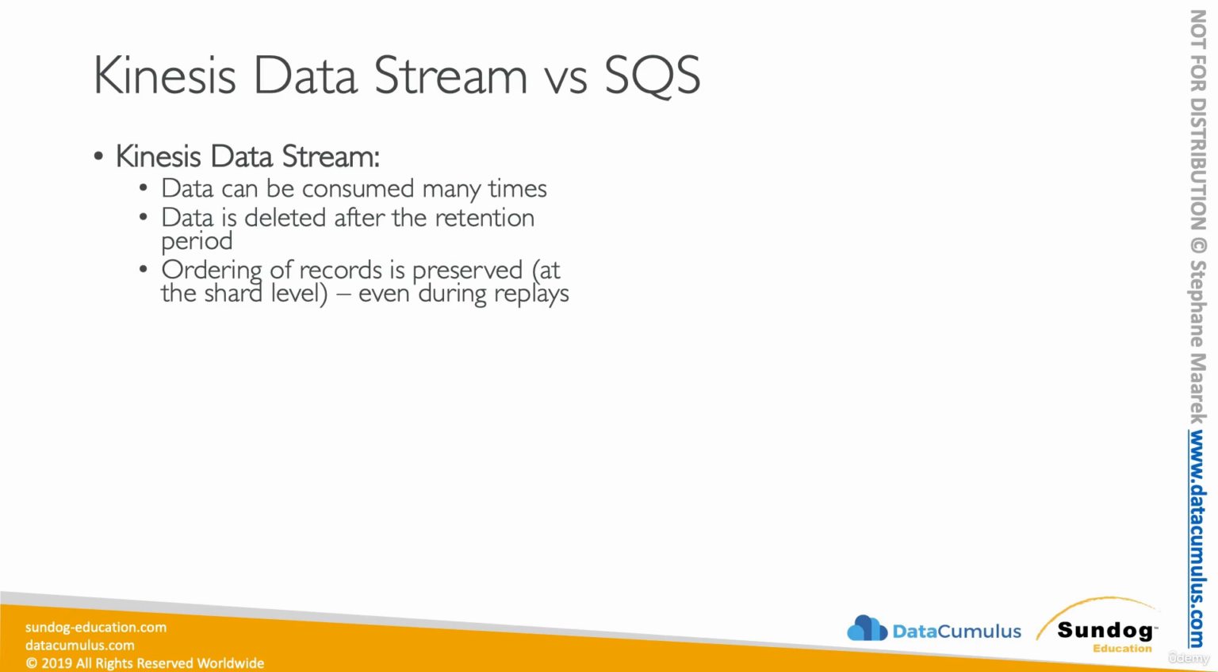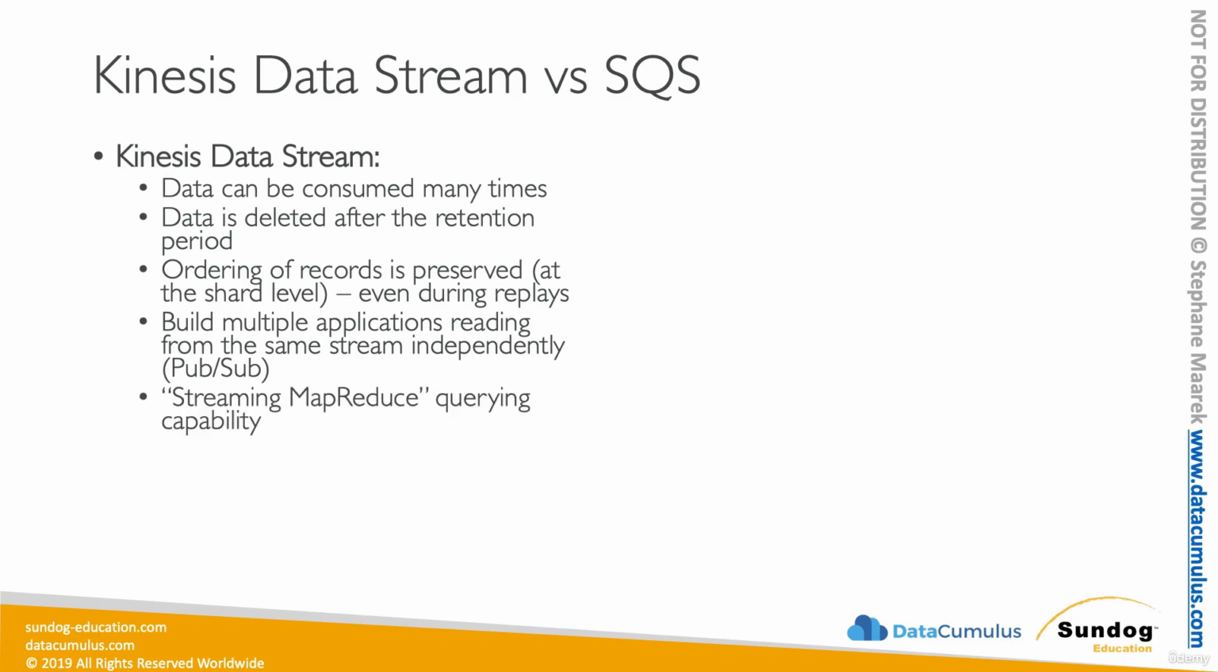So there is an ordering constraint right away baked into Kinesis. And because you can have multiple applications reading from the same stream independently, it's called a pub/sub. Basically, you can use Spark or stuff like this to do something called a streaming MapReduce to query the data, process it, and so on. There's a checkpointing feature that you can use with the KCL that integrates with DynamoDB if you need to track the progress of your consumption.